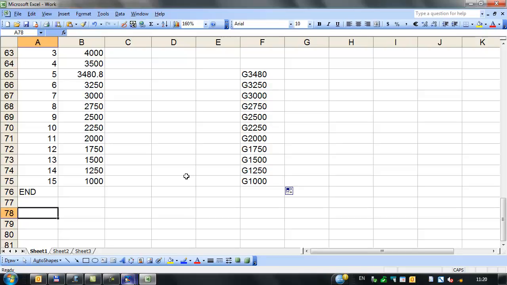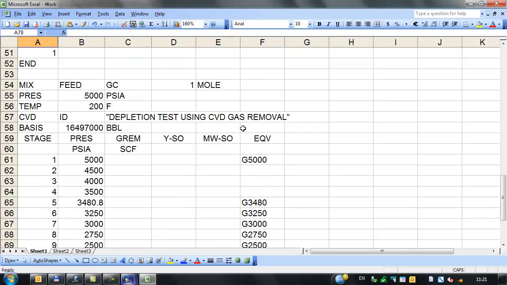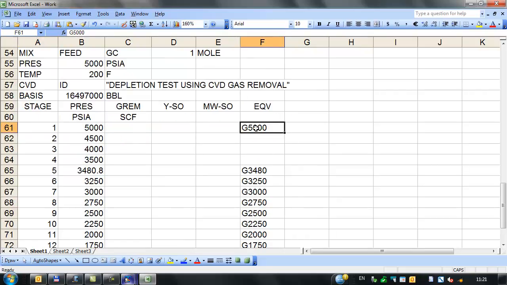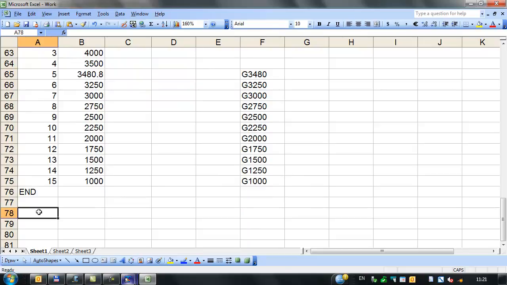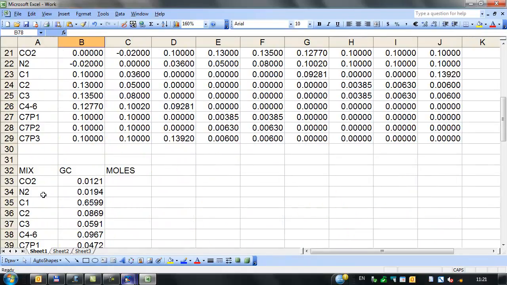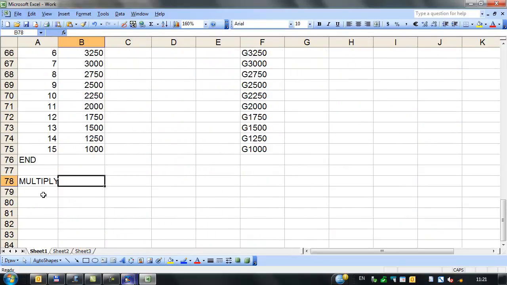Well, I can do it for one of them and then repeat it. So we're going to mix, and actually all of these are going to be the same here, so we can just start there, because all of these are going to be the same above here, same composition, right? So we can just take, and say multiply the components CO2 through C7 plus 3.